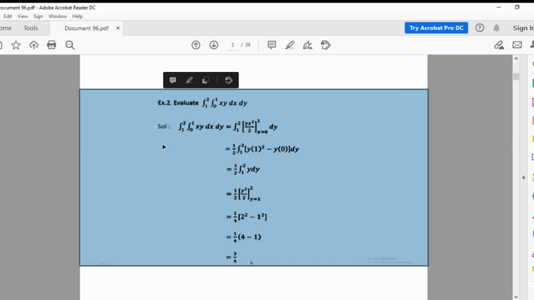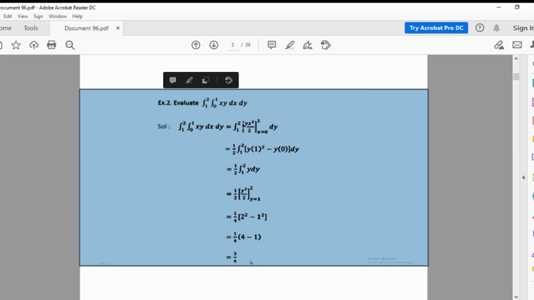Now second example, evaluate integration from 1 to 2, integration from 0 to 1 xy dx dy. Now here the solution, integration from 1 to 2, integration from 0 to 1 xy dx dy is equal to, so first we can take the integration with respect to x. So first solve between integration from 0 to 1 xy dx. So what is the integration of xy with respect to x?